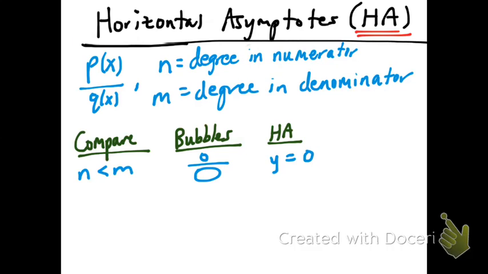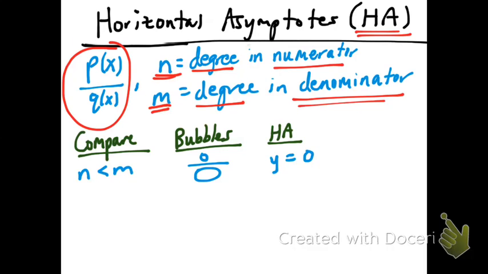Okay, and so just to clarify what you're seeing, we've got p of x over q of x, that's our rational function. n is going to represent the degree of the numerator. m is going to represent the degree of the denominator, because the numerator and denominator are each a polynomial function, and each polynomial function has a degree, which comes from the leading term. Alright, so let's remind ourselves what we just talked about. If n is less than m, meaning the degree of the numerator is less than the degree of the denominator, then y equals 0 is our horizontal asymptote.